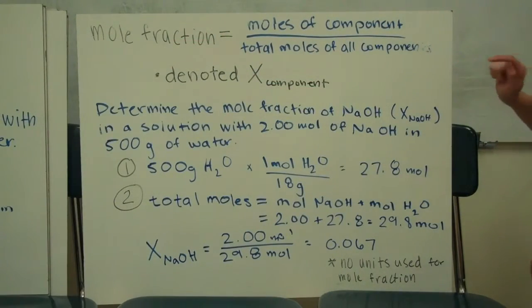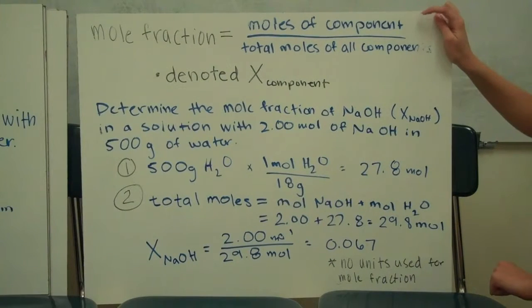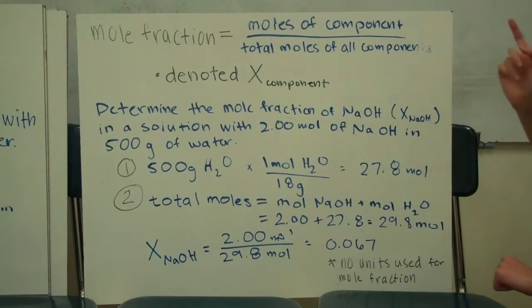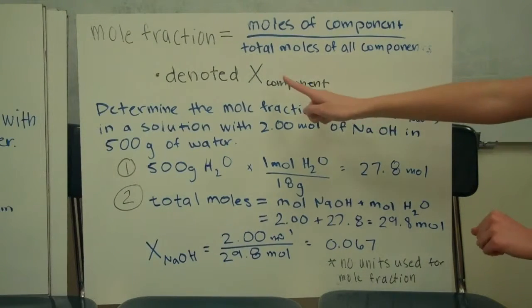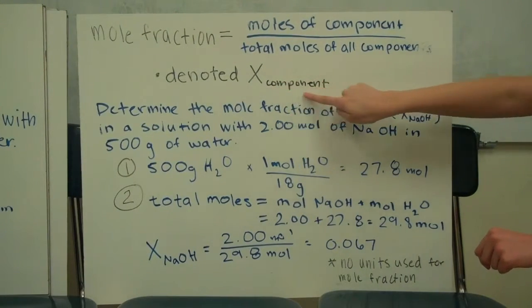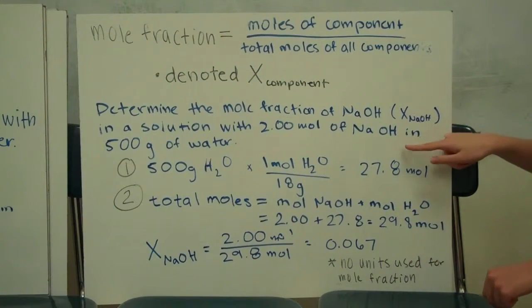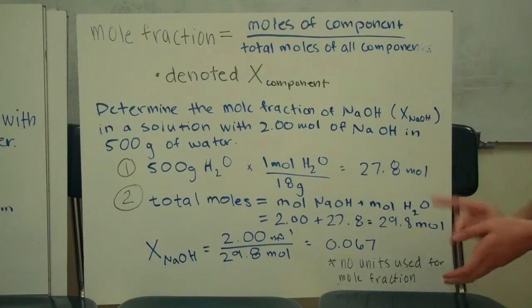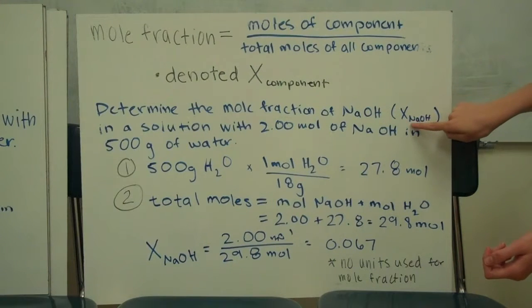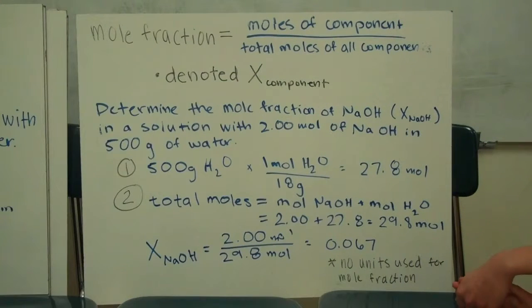Our final way of expressing concentration is called the mole fraction. The mole fraction is determined by the moles of one component in your solution over the total moles of all of the components in your solution. This is denoted with an X and then your component written by the side here. For example, in this problem, we're trying to find the mole fraction of NaOH. So we have X and then NaOH written in smaller handwriting down here. Our problem here is to determine the mole fraction of NaOH in a solution with 2.00 moles of NaOH in 500 grams of water.